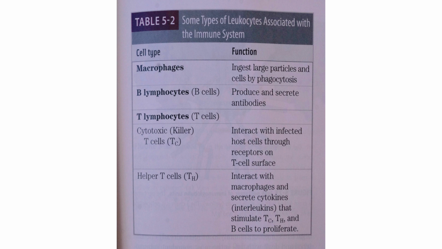So when you look at the immune response, and this is kind of a shorthand, you have macrophages, which ingest large particles in cells by phagocytosis. The B lymphocytes, the B cells, produce and secrete antibodies. T cells, in broad categories, you have cytotoxic killer T cells, which interact with the infected host through receptors on the T cell surface, and helper T cells, which interact with macrophages and secrete cytokines, which are interleukins, and they stimulate the T cells, the helper cells, the cytotoxic cells, and the B cells to proliferate.